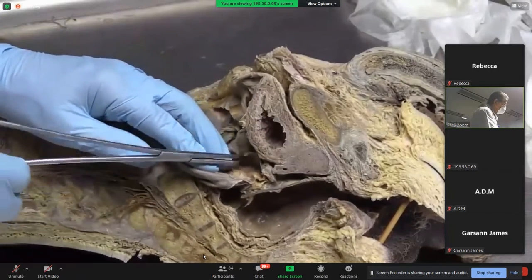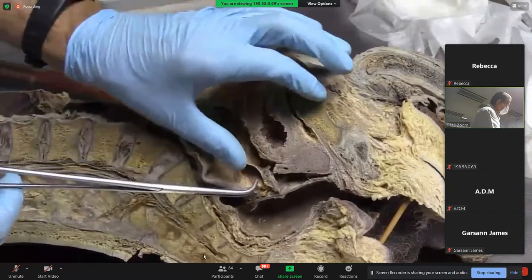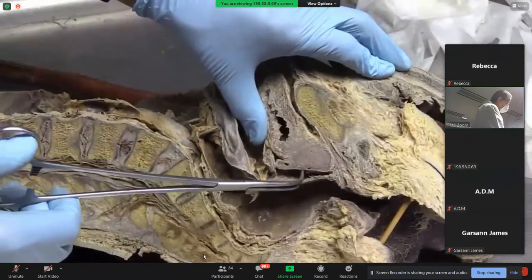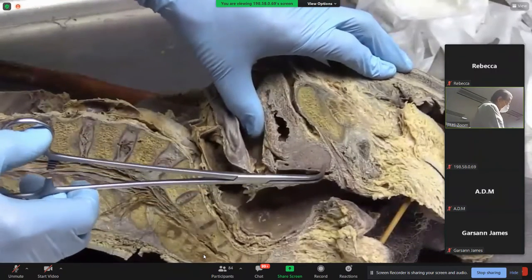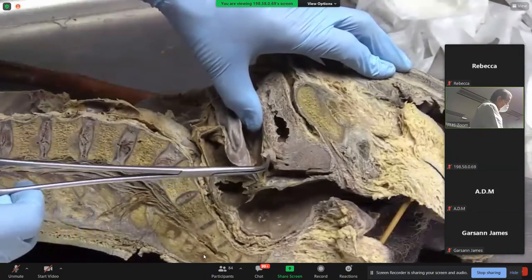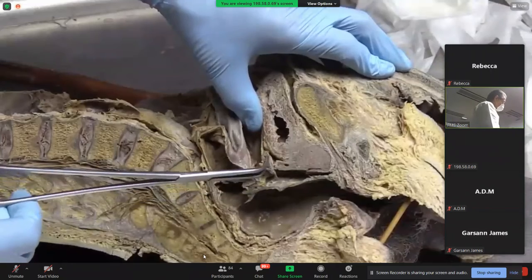As we get down to the lower third now, right down here, it's the fascia of Denonvilliers, and then in the male we're going to have these things: prostate, ampulla of vas, and seminal vesicles.